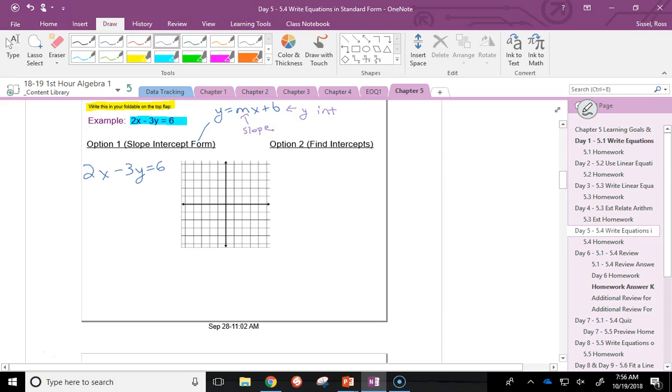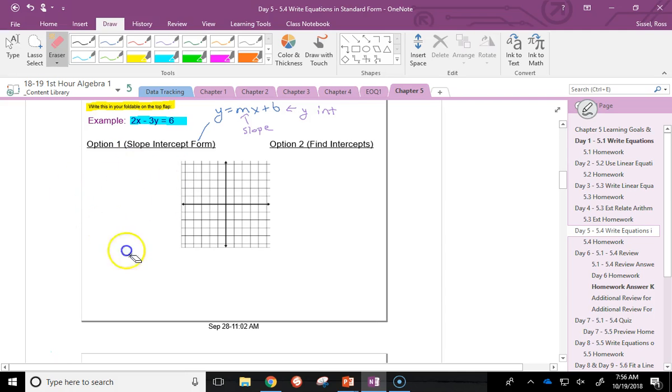So what do you think? How am I going to go from 2x minus 3y equals 6 to slope-intercept form? Grace? First, you have to subtract 2x. All right, so we want to get that y by itself. So I'm going to minus 2x, and I have to do that on both sides. I show every one of my steps.